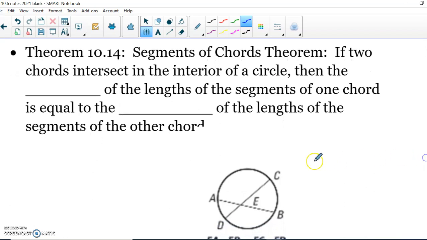The first one is when you have two chords intersecting in a circle. The secret with that is if you have two chords intersect in the interior of a circle, then the product of the lengths of the segments of one chord is equal to the product of the lengths of the segments of the other chord. And what does that mean?